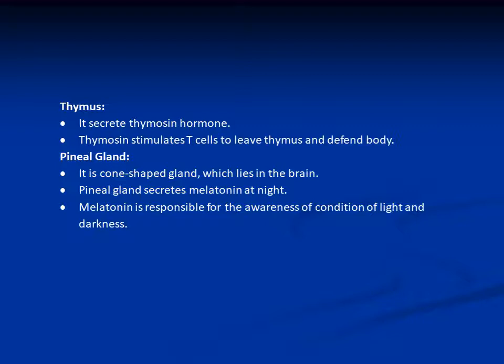Which are the T cells? Do you know about the T cells? Yes. Recall your memory, students. T cells are a type of white blood cells, and they are produced from bone marrow, but they mature at the thymus gland. How do they mature at the thymus gland? Because of the stimulation given by the thymosin hormone, which is secreted from the thymus, they mature at the thymus gland and provide immunity. They give us specific immunity.